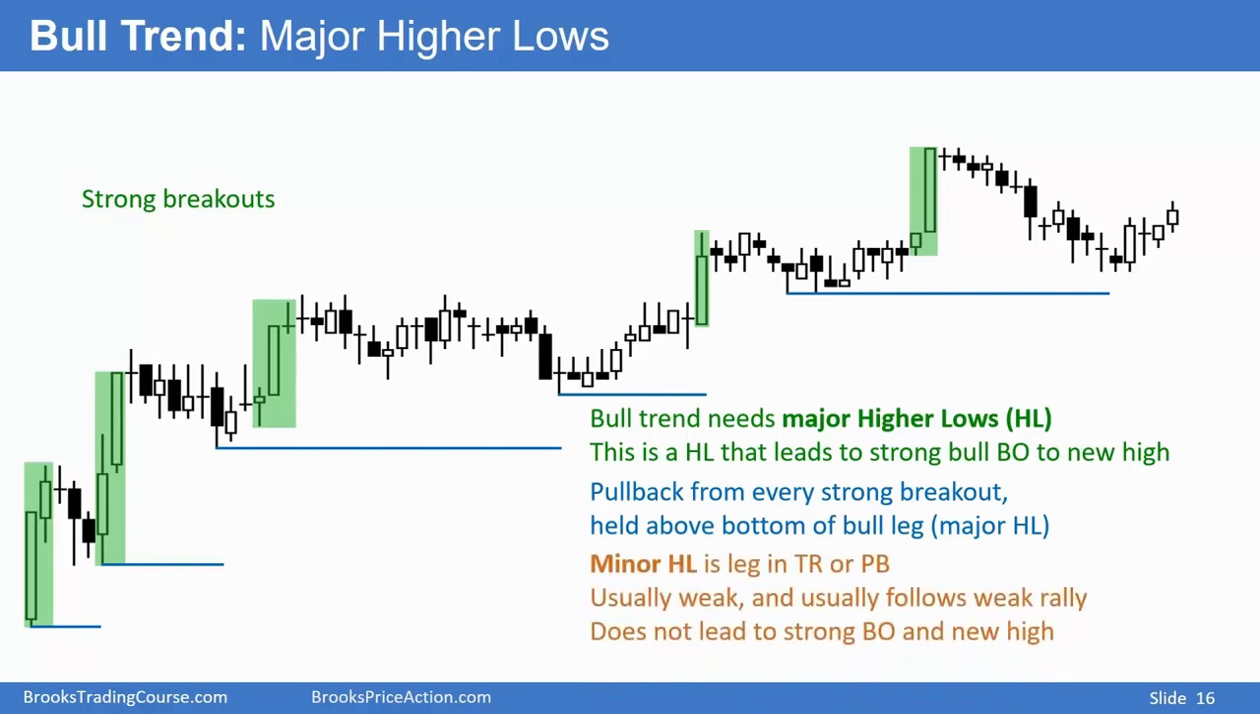So you want the pullbacks to stay above major higher lows. Minor higher lows, as I said, these are all minor. They do not lead to strong bull breakouts. And they're usually legs in trading ranges. So a minor higher low. See, we went below it, but we're still in a bull trend. Minor higher low, and then a lower one. But when you see these, do you think the trend has converted into a bear trend? No. As long as it's still above the bottom of the most recent strong bull breakout, a major higher low is still a bull trend. These are all minor, and you'd expect them to be part of a trading range or part of a pullback.